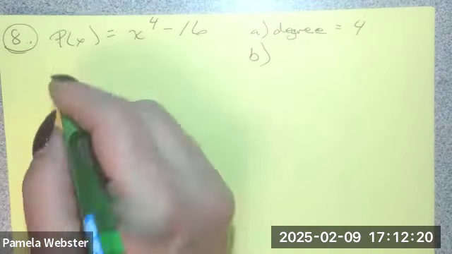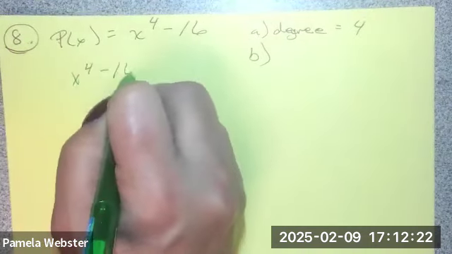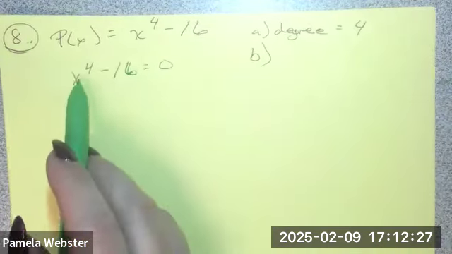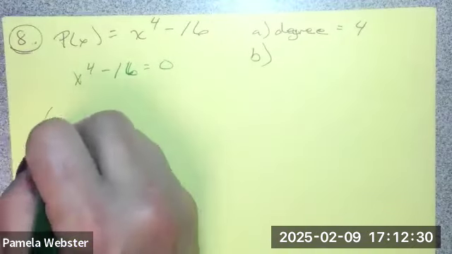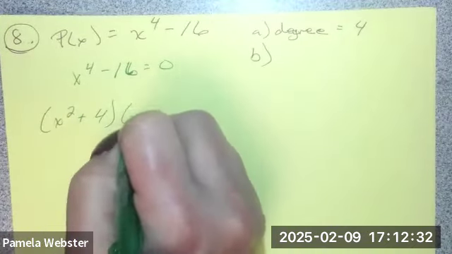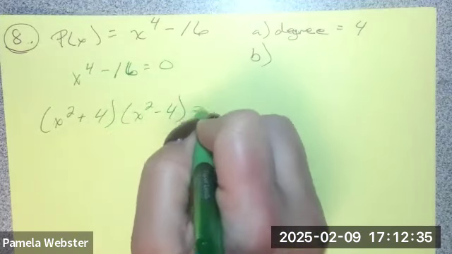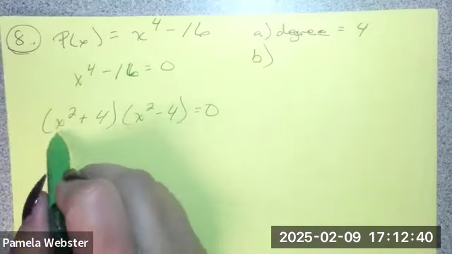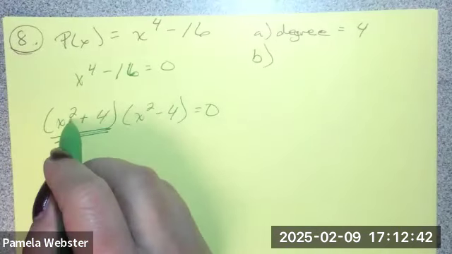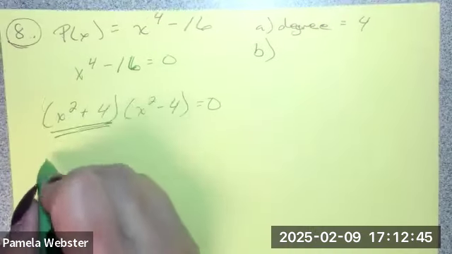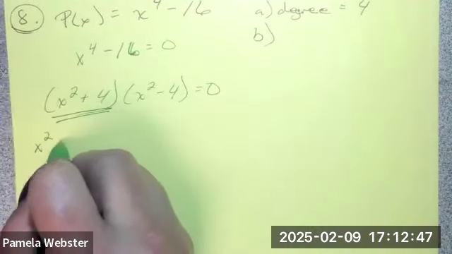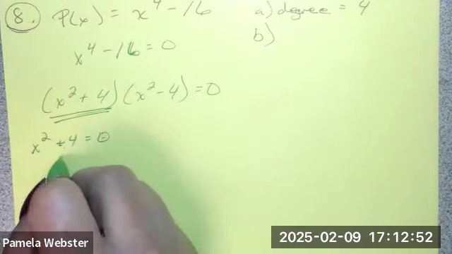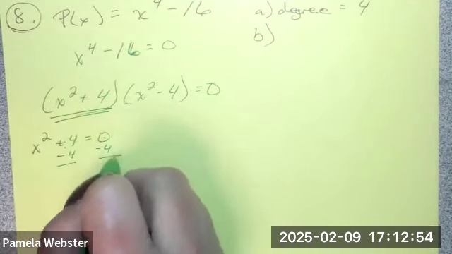So again, take this, set it equal to 0, find my x-intercepts. This is a difference of squares, and it will factor into x squared plus 4 times x squared minus 4. I just said we hadn't done much with imaginary numbers. The problem is that with x squared plus 4, you're not going to have real solutions. So you set it equal to 0 and solve for x by subtracting the 4. Let me just show this work.